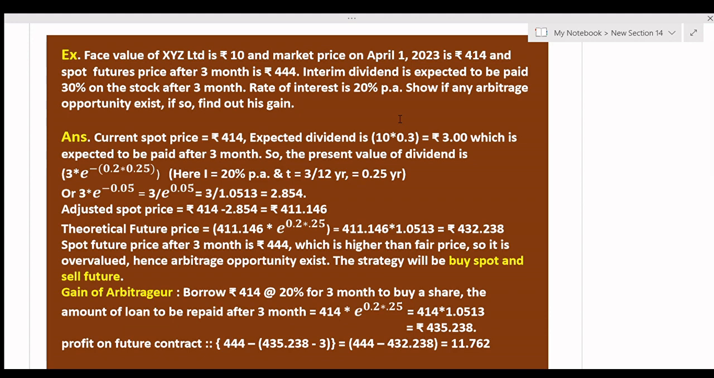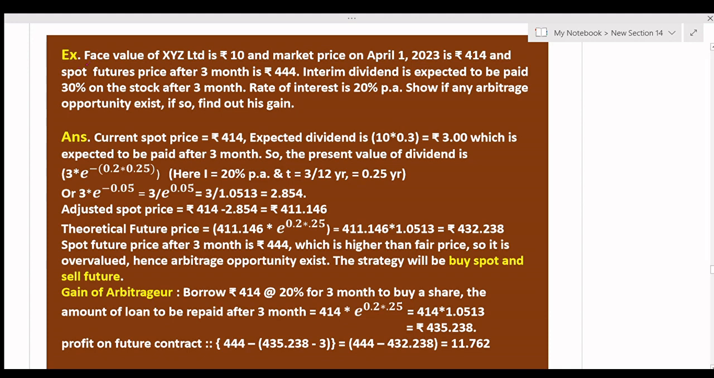Today is the 32nd session. Last day I discussed strategy on overvalued and undervalued situations in the future market of equity derivatives and arbitrageur gain. Today it will be continued, and also portfolio management, systematic risk and unsystematic risk will be discussed. Now come to one problem of the undervaluation and overvaluation strategy.